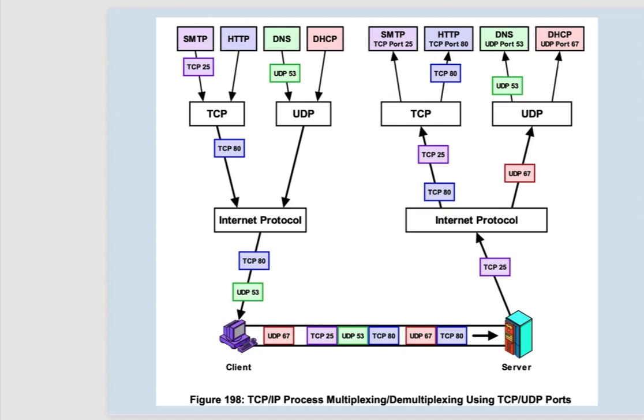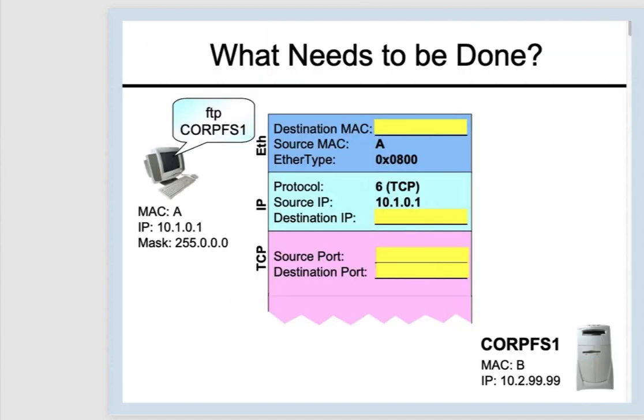So what are some of the things we need to get done, and in what order do they happen when we're putting together a packet?